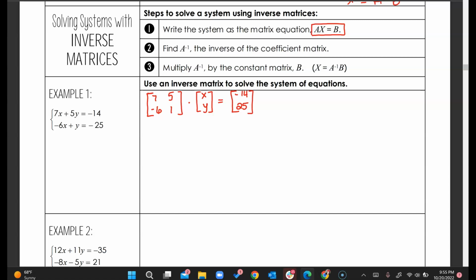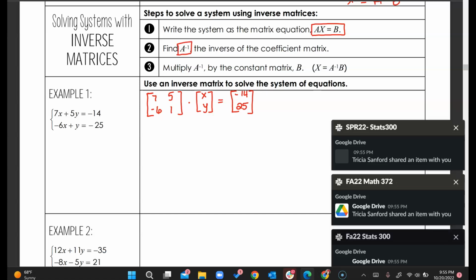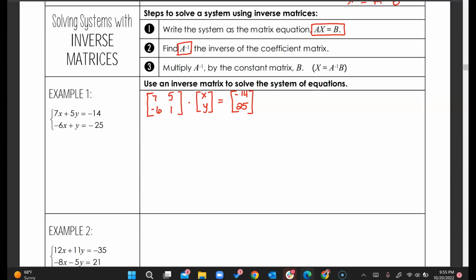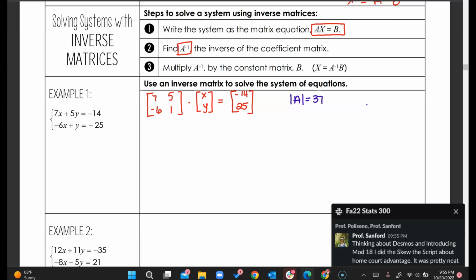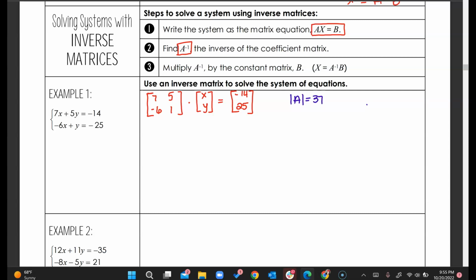From there, we want to find A inverse, the inverse of the coefficient matrix. So now let's take a look at what that inverse is. This is a 2 by 2, so the first thing we want to do is calculate the determinant of A. I'll pause here for you to calculate it. Did you get 37? So now that I know the determinant of A is 37, let's calculate that inverse. That inverse is going to be 1 over 37.